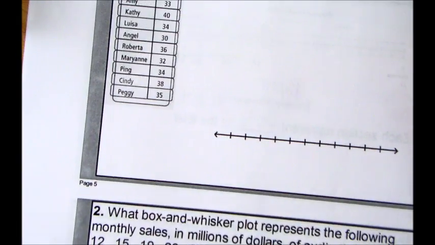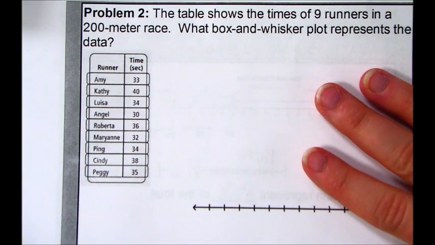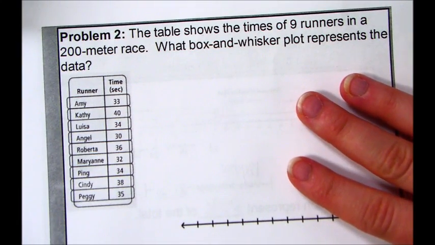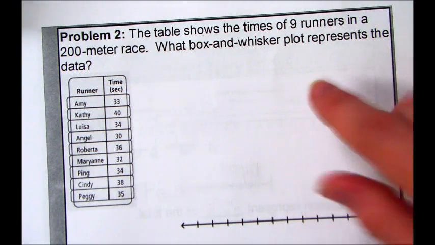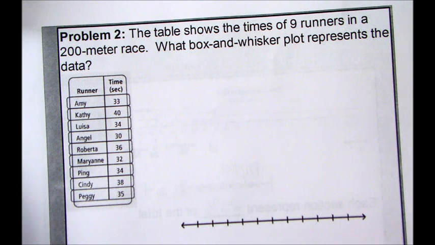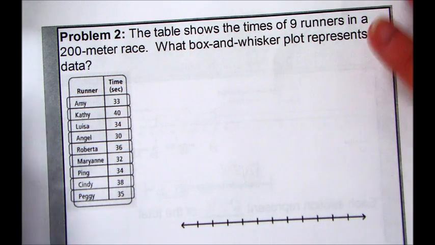Problem number 2. The table shows the times of 9 runners in a 200-meter race. We have 9 people. What box and whisker plot represents the data? So we do have to put this in order.